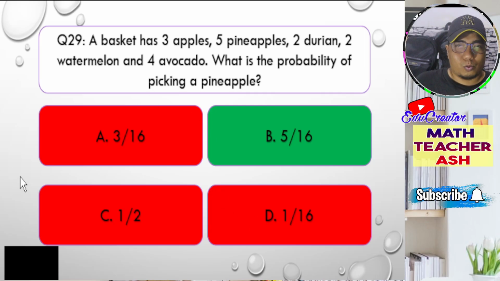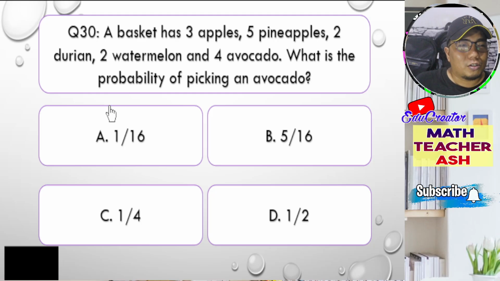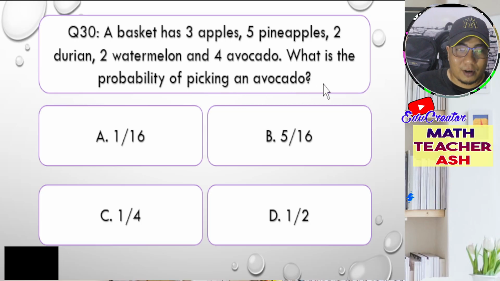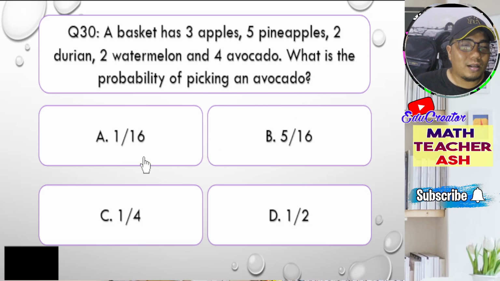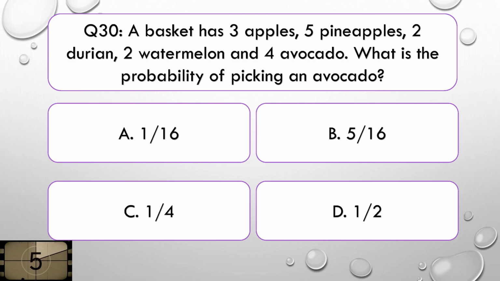Now, let us go to question number 30. A basket, the same scenario but a different question. What is the probability of picking an avocado? Is it A, 1/16, B, 5/16, C, 1/4, or D, 1/2? I'll give you 5 seconds to think about your answer.